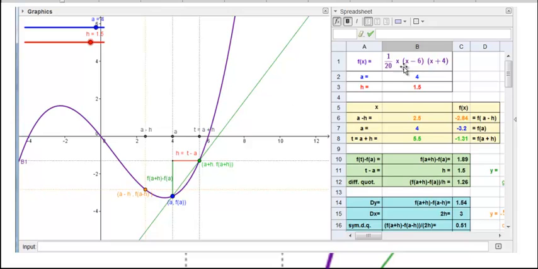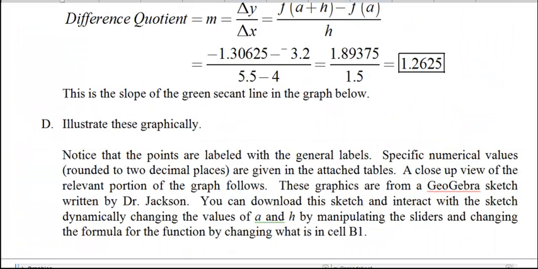So notice I have the same formula here. So the purple graph is the graph of the function. The blue point's our point of interest, 4, negative 3.2, a, f of a. The nearby point's the green point, a plus h, f of a plus h. So we move over to the right a certain distance, h, which is 1.5. And of course you see this is 5.5 for the x there. And on the table over here you see it rounded off at negative 1.31. It was actually negative 1.30625.